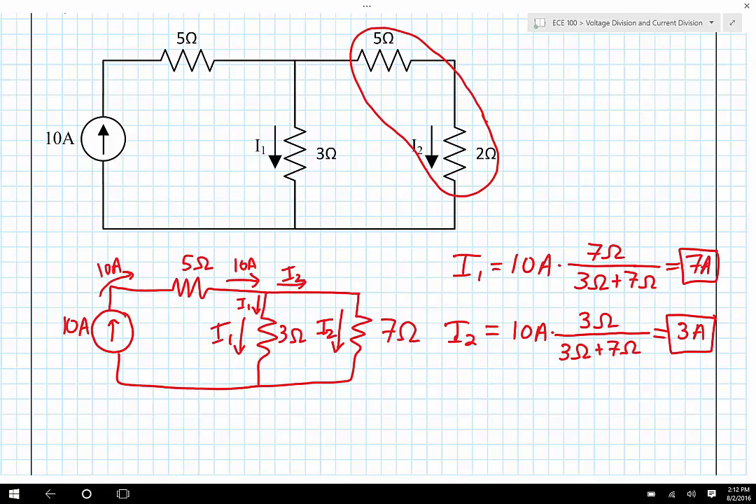And the reason why it isn't harder is because this current source, the 10 amp current source, just plows right past that 5 ohm resistor. And yes, the voltage is affected, but the current is not. The current going into that top node is still 10 amps. And that 10 amp current is being divided by current division.